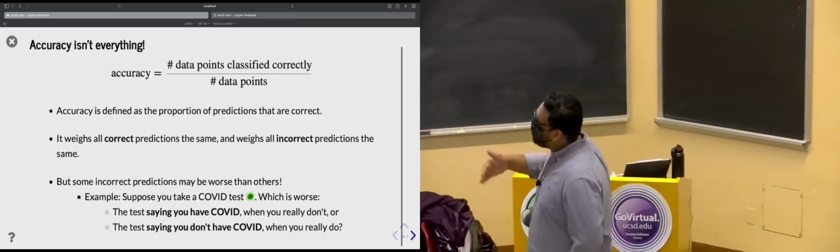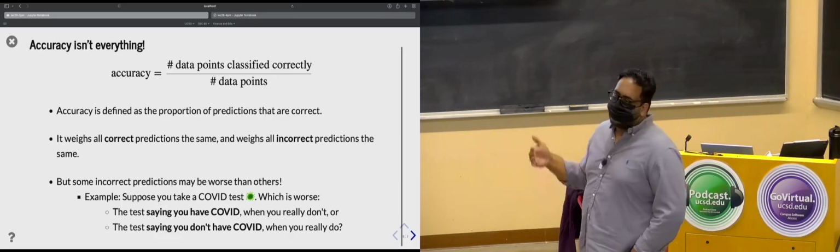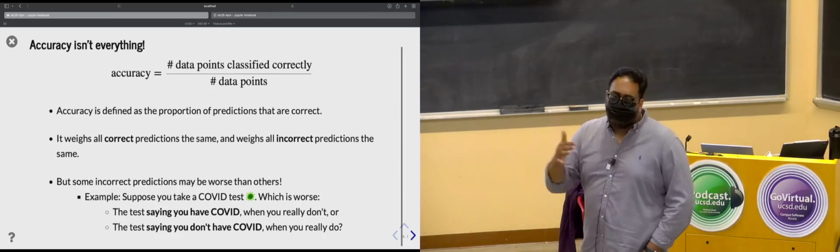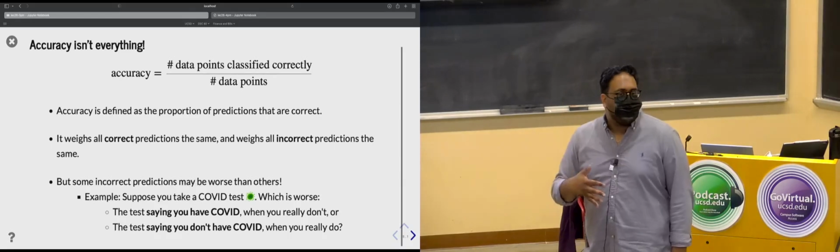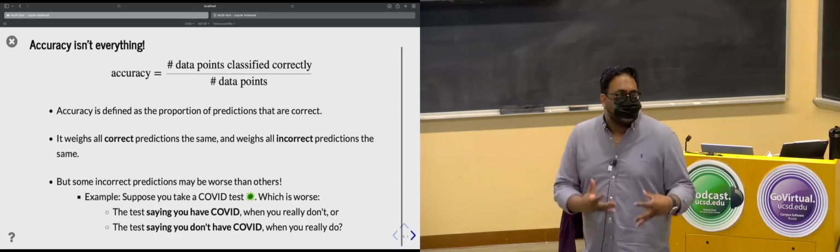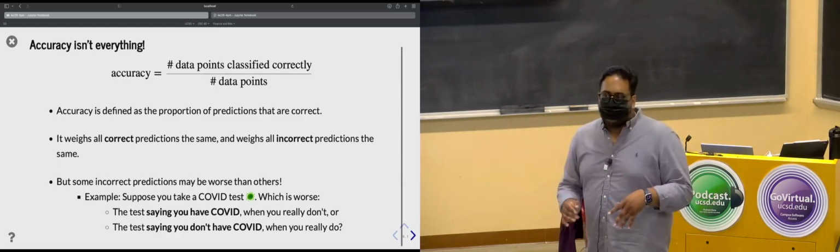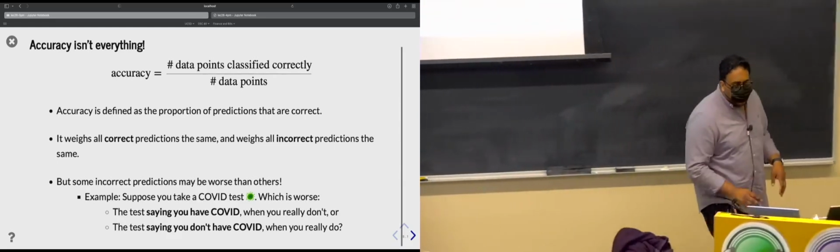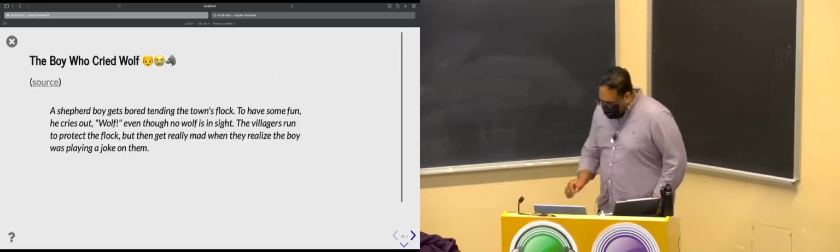Yeah, saying that you don't have COVID when you really do. They're both probably bad. You probably don't want to quarantine for no reason, but it's probably worse to think you don't have COVID and then go wherever, and then later find out that you actually did and you infected a bunch of people. So one of these errors is much worse than the other, but accuracy doesn't consider that. It just says you got it wrong or you got it right. Okay, so we need to look a bit deeper than just accuracy if we want to evaluate the quality of our classification. Okay, so here's a motivating example.